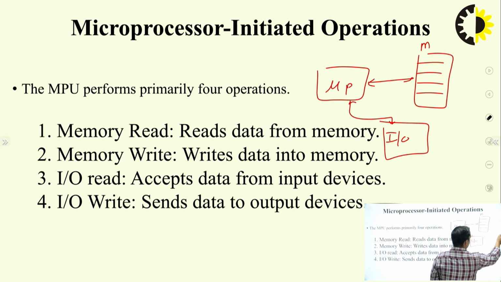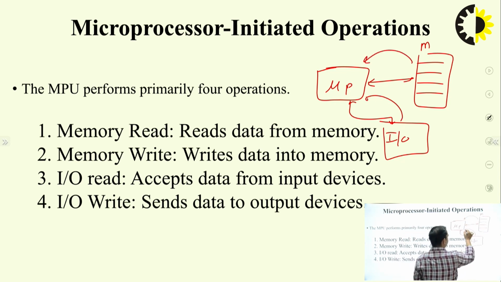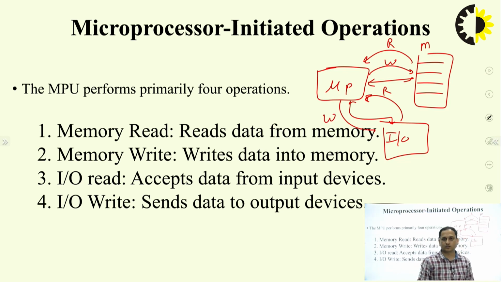So what are the operations initiated by the microprocessor? The microprocessor can basically perform two operations: the read operation or the write operation. Read operation is from memory to MPU or IO to MPU. Write operation is opposite to that: from MPU to memory or MPU to IO. I am not using the R bar or W bar here, for simplicity only.